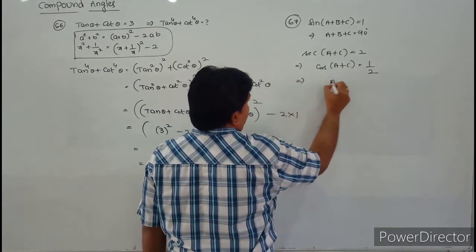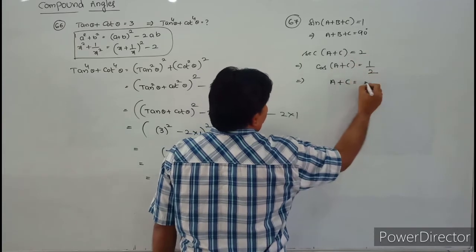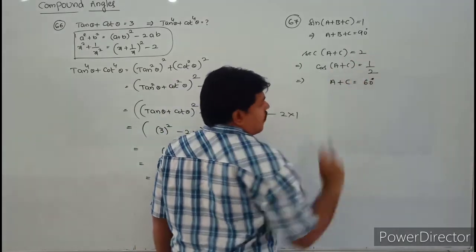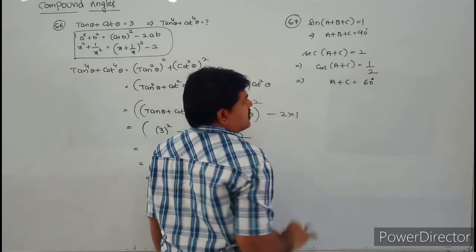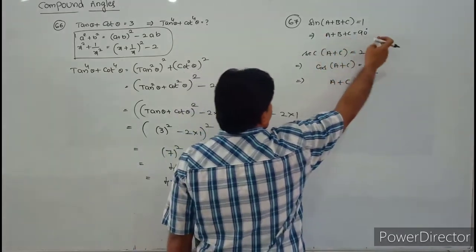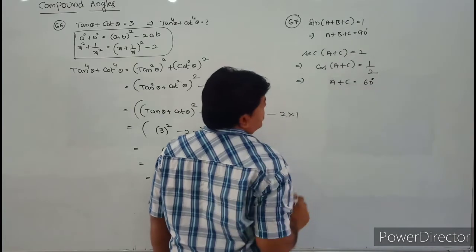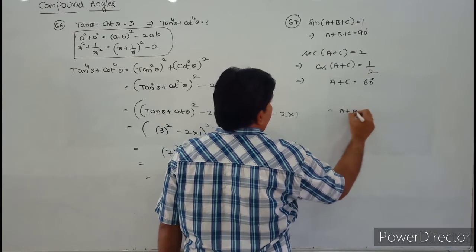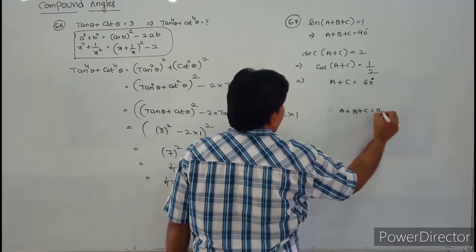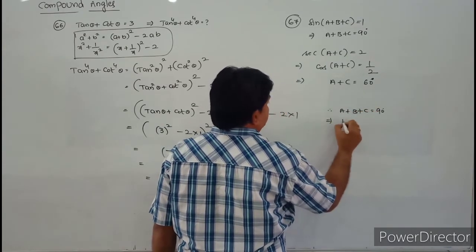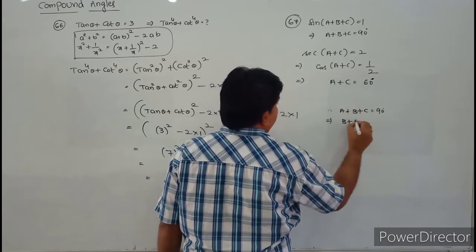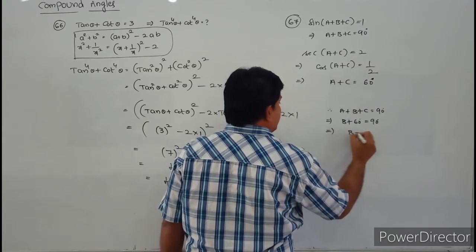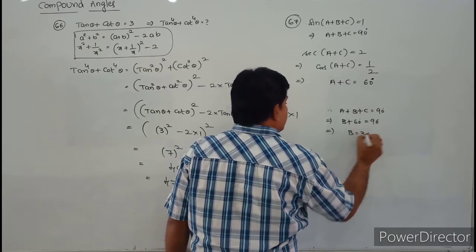So that implies a plus c, the angle whose cos is 1 by 2, is nothing but 60 degrees. Cos 60 degrees is 1 by 2. So that means a plus c value is 60 degrees. So a plus b plus c is 90 and a plus c is 60 degrees. Therefore a plus b plus c is equal to 90 degrees. So that implies b plus a plus c, that is 60, equals 90. So that implies b is equal to 30 degrees.